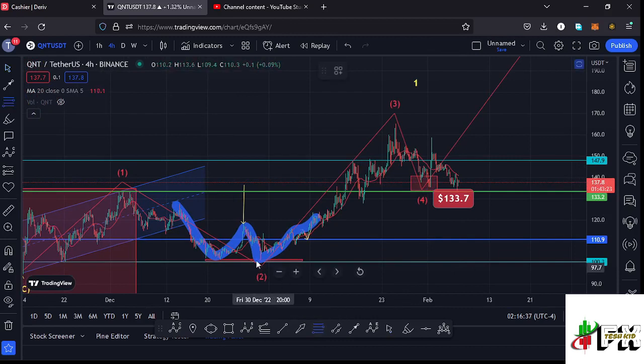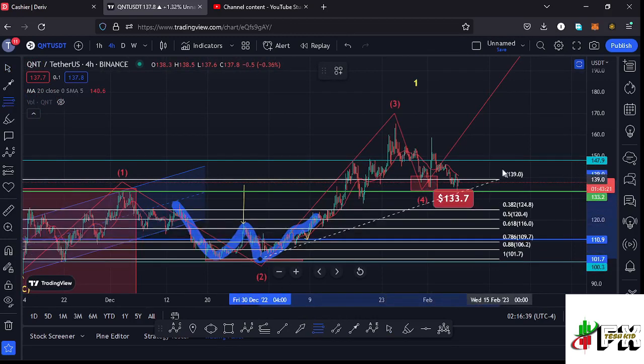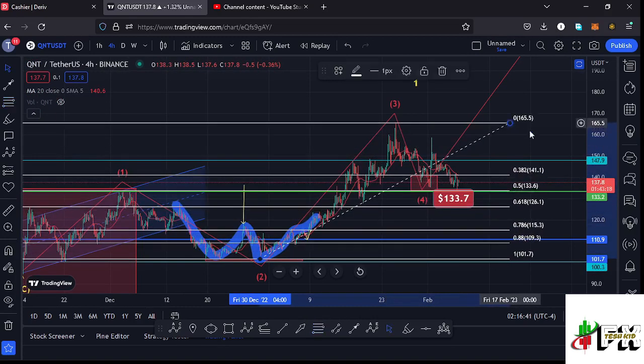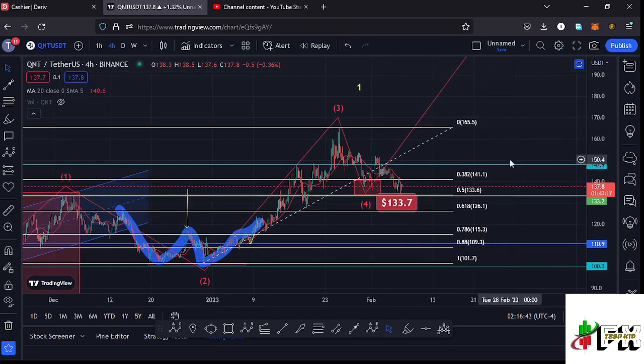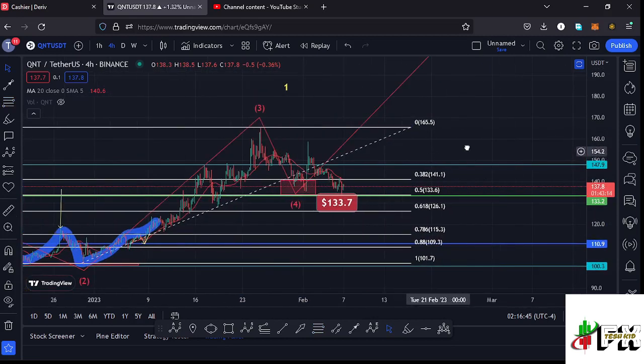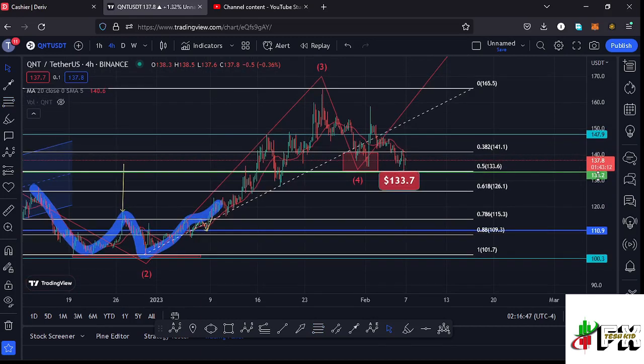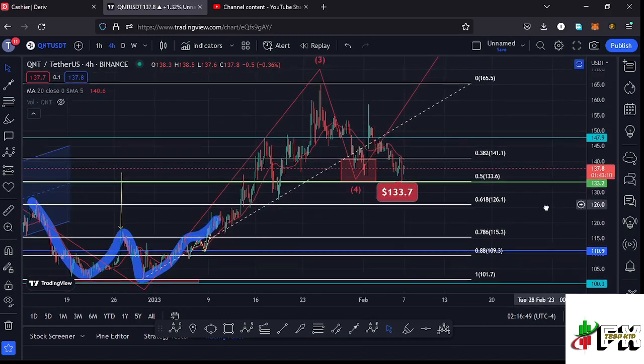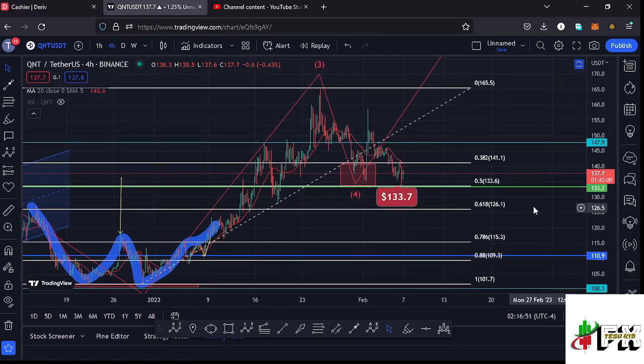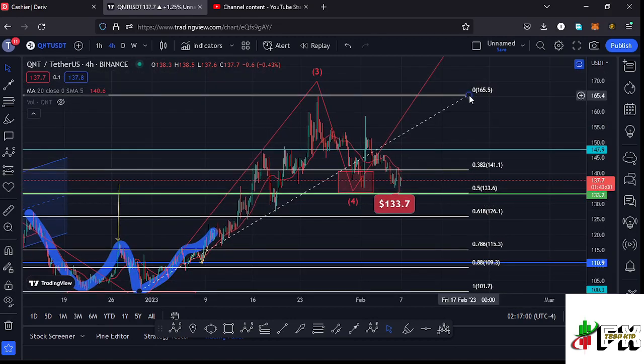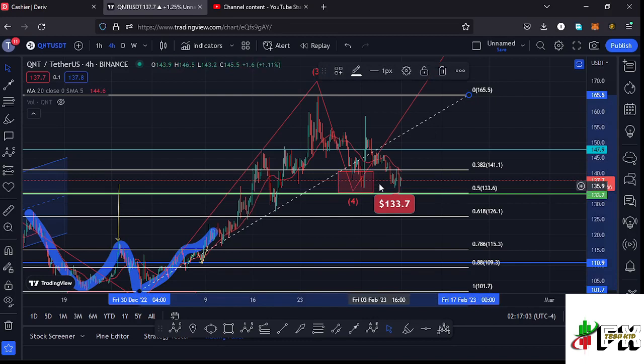And by connecting the Fibonacci from the low of the second wave to the high of that wave 3, that gave me a minimum retracement area in the formation of that wave 4 between the fib level 0.382 and the fib level 0.5, which lies between the $141.1 mark and the $133.6 mark, which is a target area that we have now fully maximized by making one more new low at around the $133.7 mark.